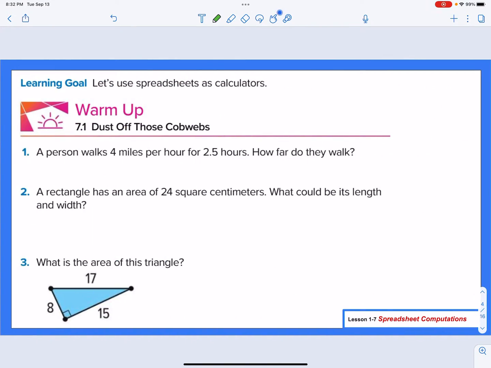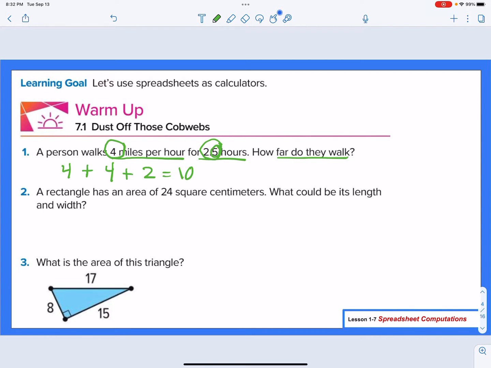So first of all, for a warm-up, it says, a person walks 4 miles per hour for 2.5 hours. How far do they walk? We have a couple pieces of information here. We know they're walking 4 miles every hour, and they're doing that for 2.5 hours. So in the first hour, they're walking 4 miles. In the second hour, they're walking 4 miles. And then we're walking for half of an hour, so we'll do half of the 4 miles per hour, which is about 2. And we'd say that looks like about 10.